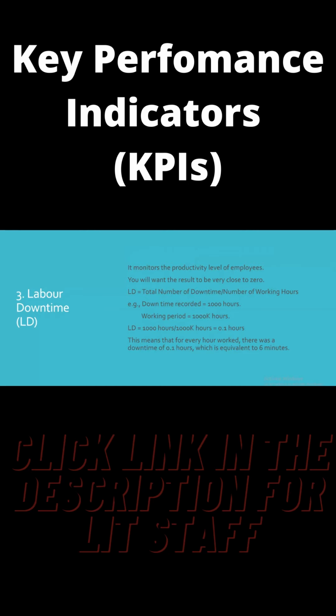How do you calculate this labor downtime? It is by dividing the total number of downtime by number of working hours. For example, we have a downtime recorded, which is 1,000 hours. We have a working period of 1 million hours. After doing our math, we find that our labor downtime is 0.1 hours. This means that for every hour worked, there was a downtime of 0.1 hours, which is equivalent to 6 minutes.